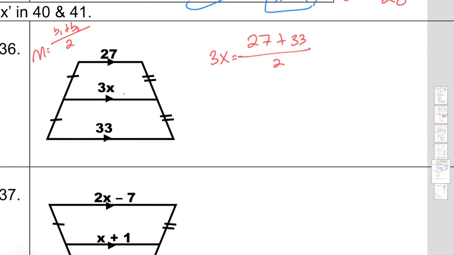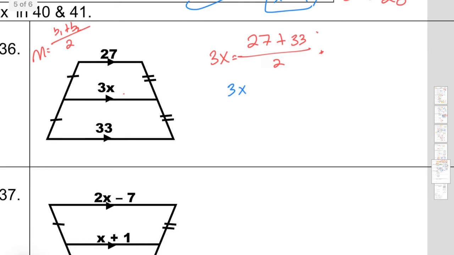Now here, I don't really have to get rid of the fraction quite yet because this might simplify to something else. Now, if I had x's in the denominator, then yeah, I would try to go ahead and get rid of the fraction. But because I don't have x's in the denominator, I want to see if it can simplify. So that's what I'm going to do first.